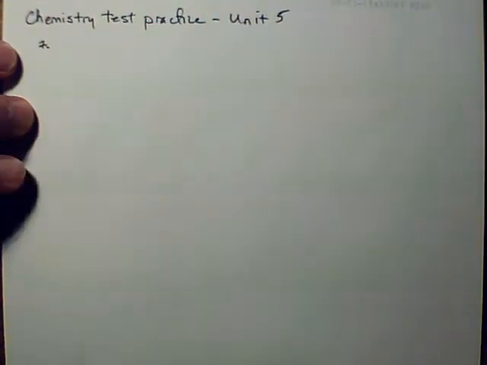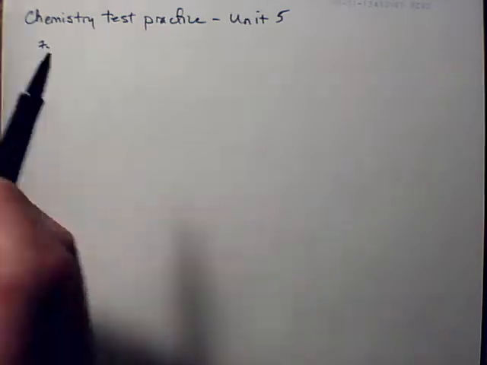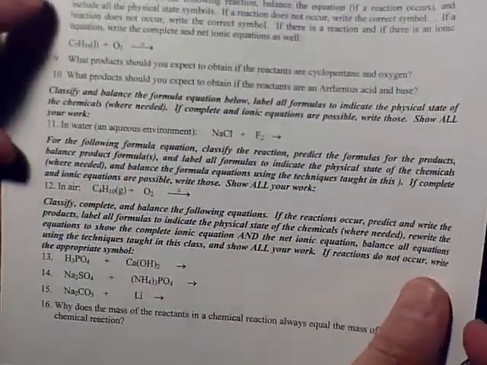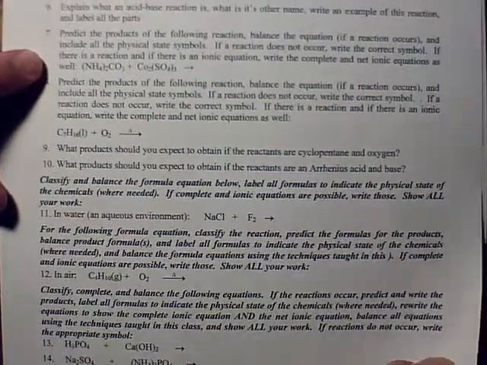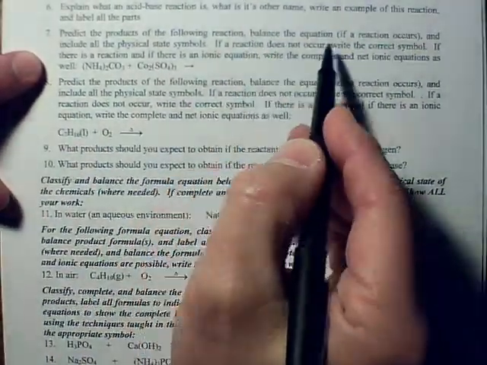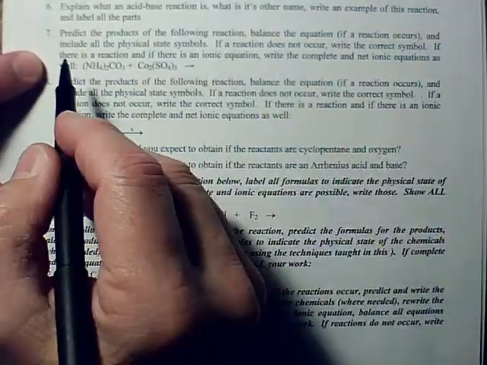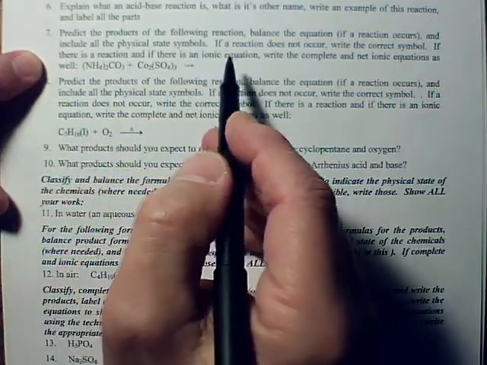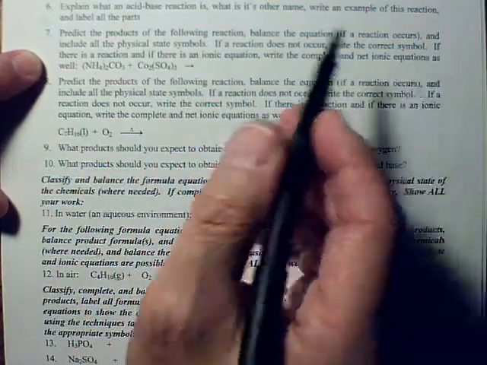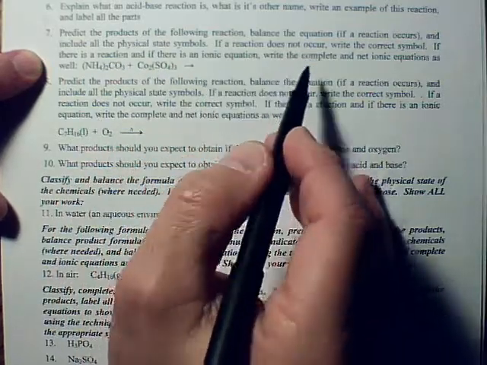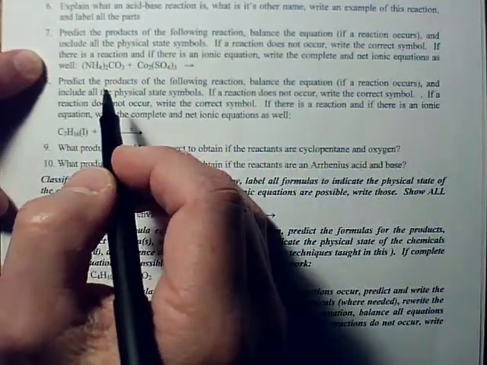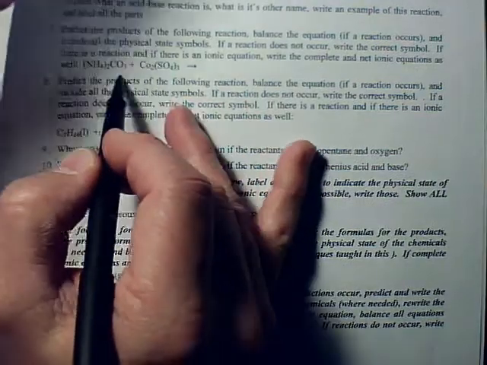Alright, so number 7 on the practice test says that you should predict the products of the following reaction. Balance the equation if a reaction occurs. Include all the physical state symbols. If the reaction does not occur, write the correct symbol. If there is a reaction, and if there is an ionic equation, write the complete and net ionic equations as well. And it gives you these two reactants.